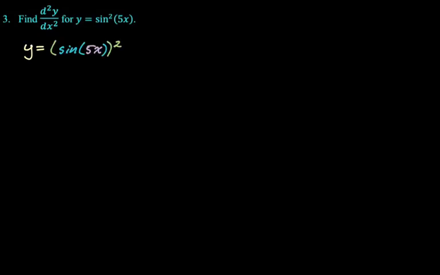We have the quantity squared. So we have the quantity sine of 5x squared. So there's three functions. There's something squared, there's sine of something, and then there's 5x. So let's chain rule our way through this. The derivative of something squared is going to be 2 times that thing times the derivative of that thing. The derivative of sine is going to be cosine of that thing. The derivative of 5x, which is that thing, is 5. And that's your answer for dy dx.